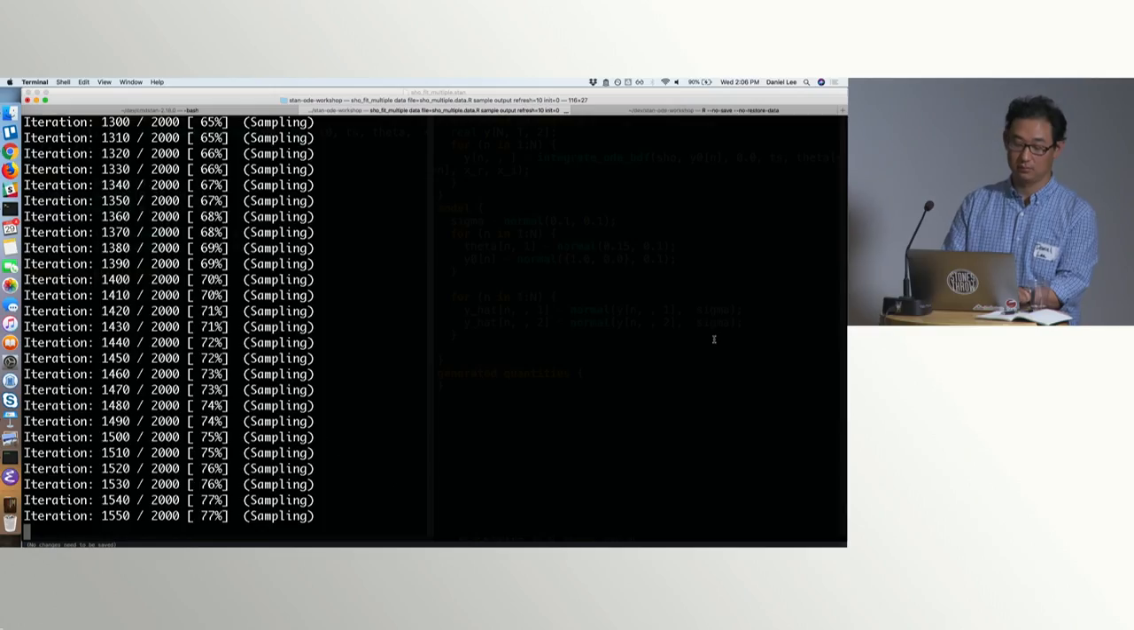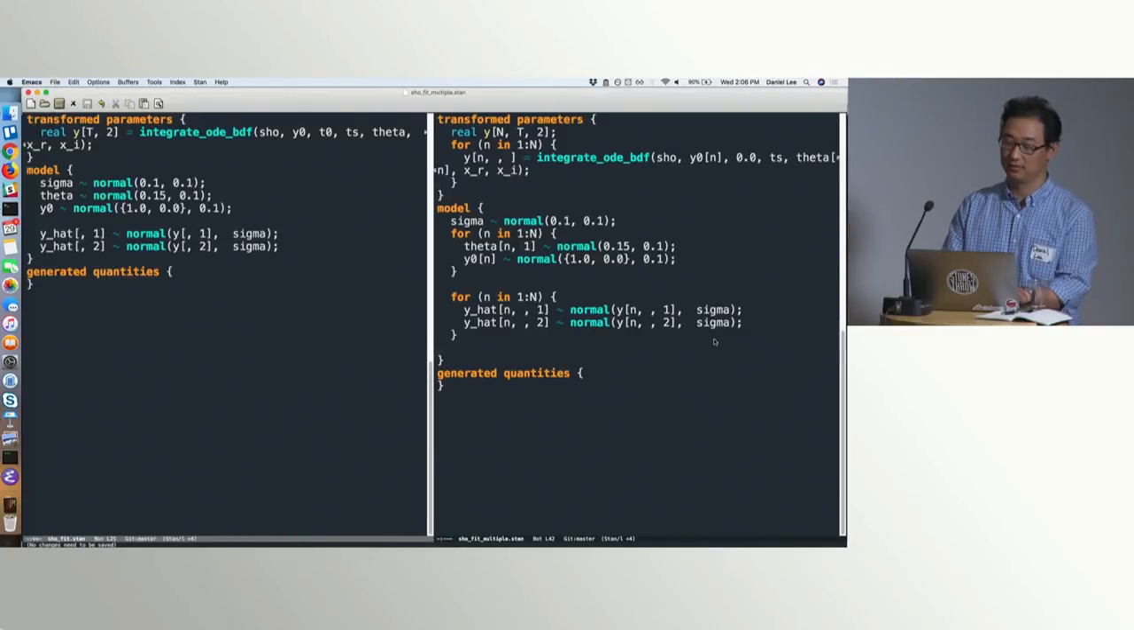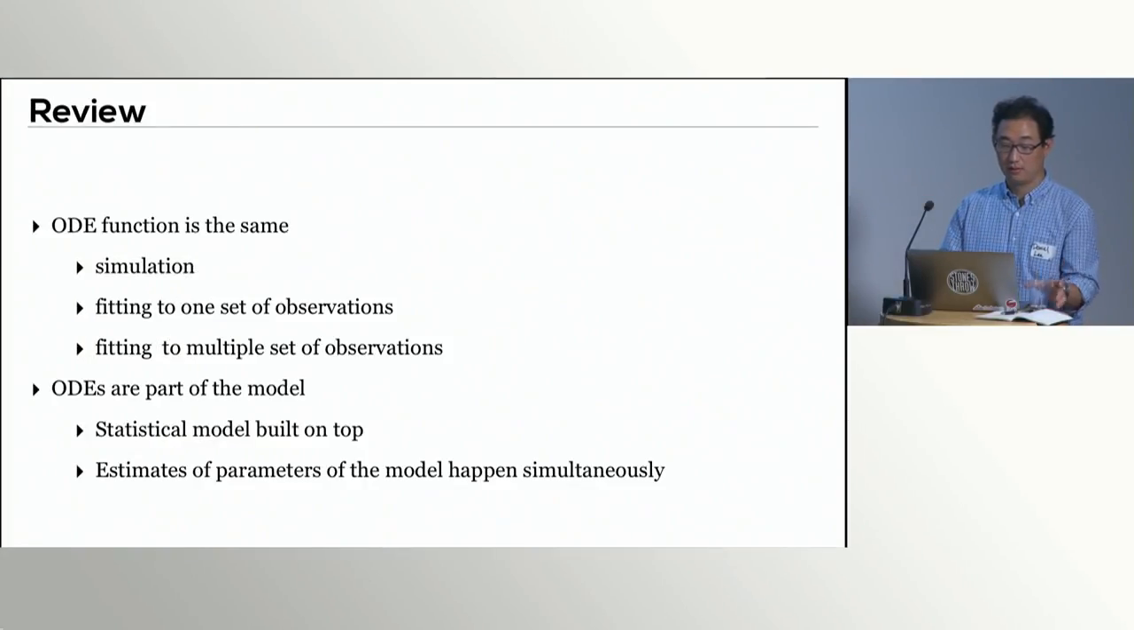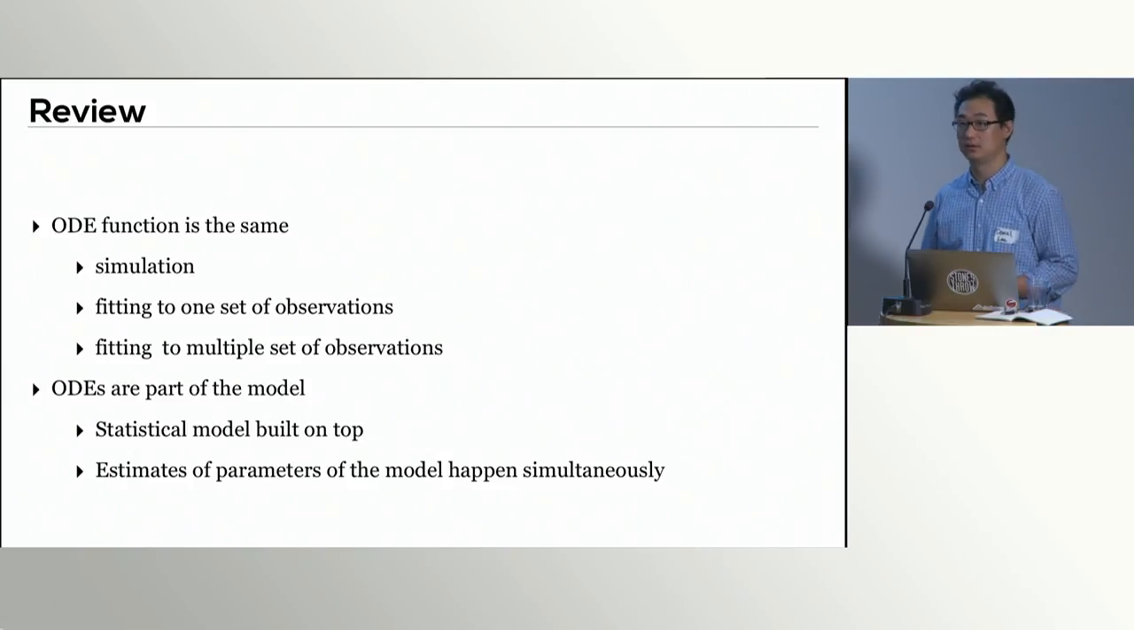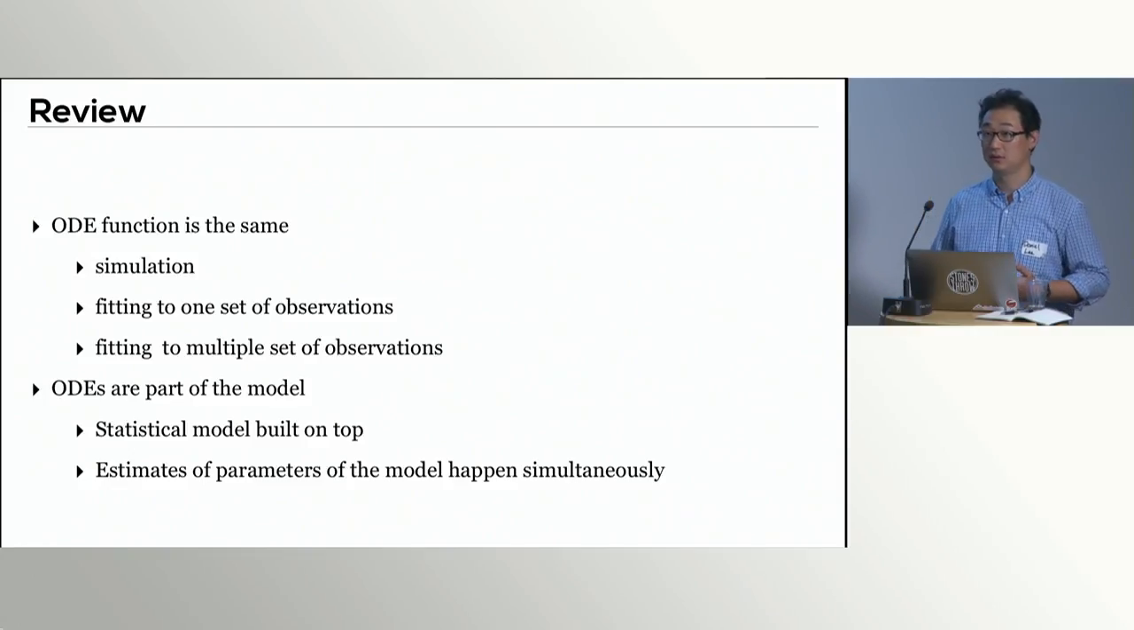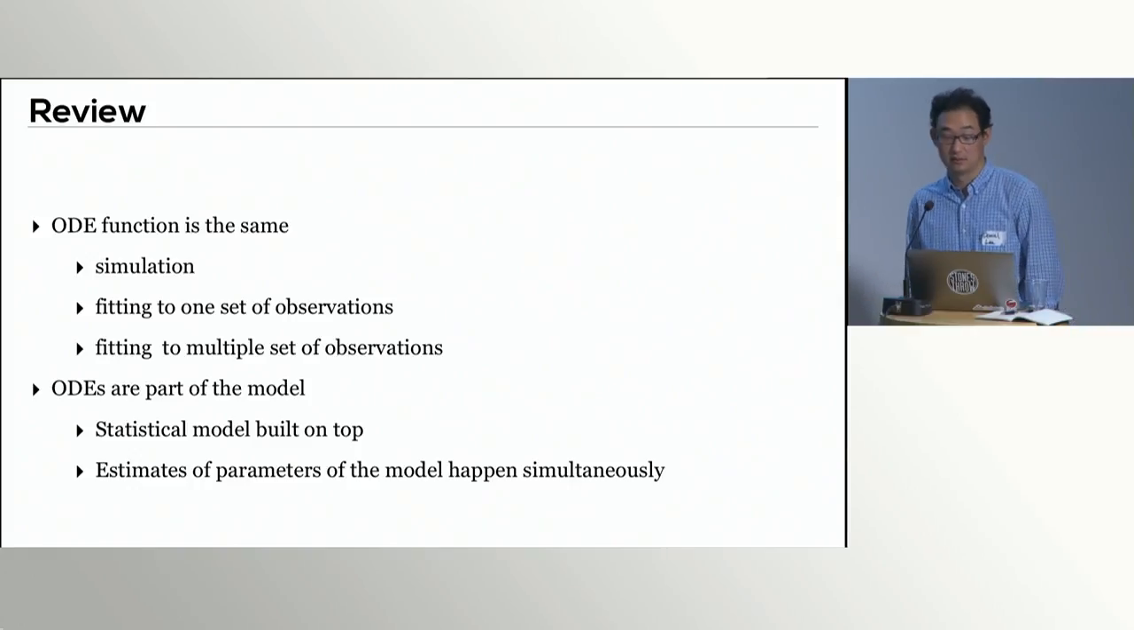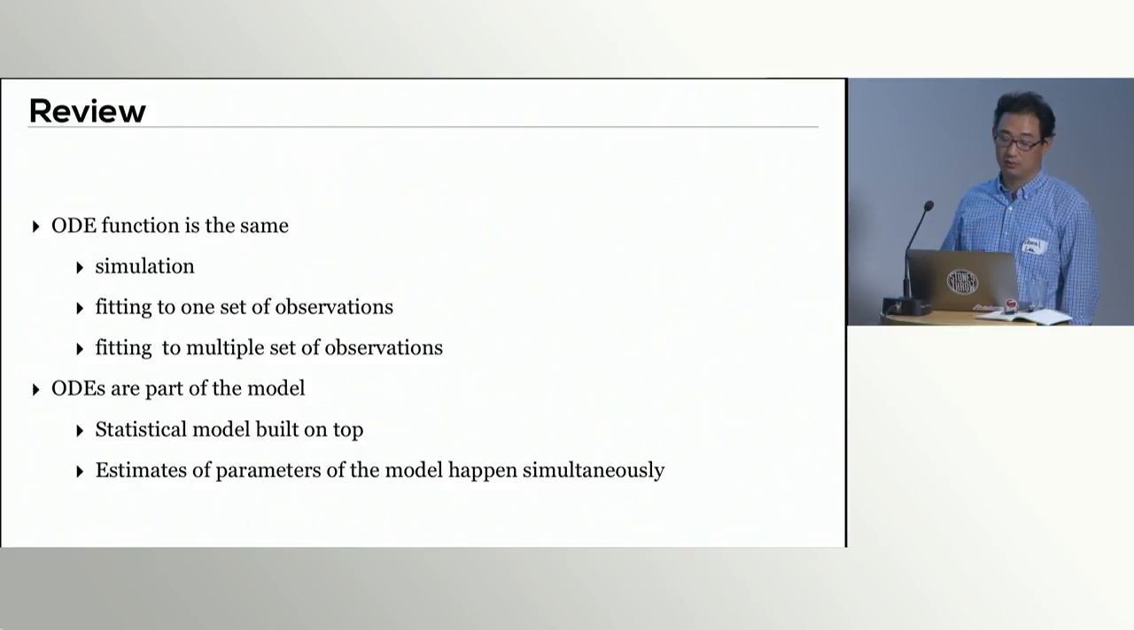Okay, so it's still going, but it's fitting. And we'll take a look at that in a second. Just a quick review, the ODE function is the same whether we did simulation, fitting to one set of observations, or fitting to multiple sets of observations. You write it once and that's it, no problem. ODEs are just part of the model, right? So we build a statistical model on top. We're saying that there's some measurement process that happened here. There was some random noise that got injected. We injected it, you know, in real life, there are other reasons for statistical models. And what we're doing is we're estimating the parameters of the model simultaneously with the parameters of the ODE. They're just part of the model.